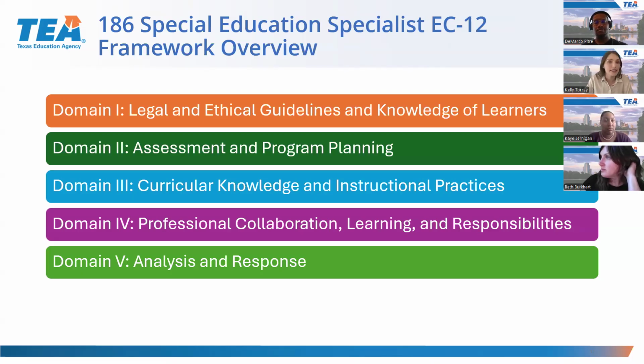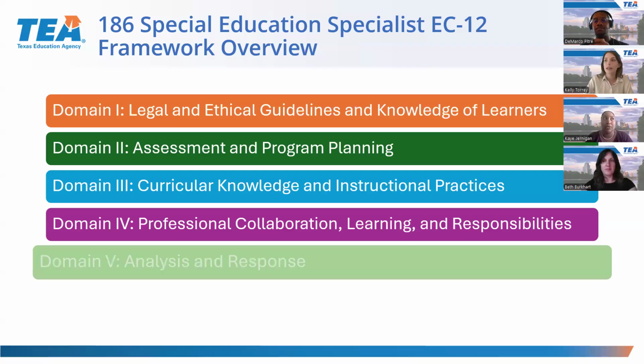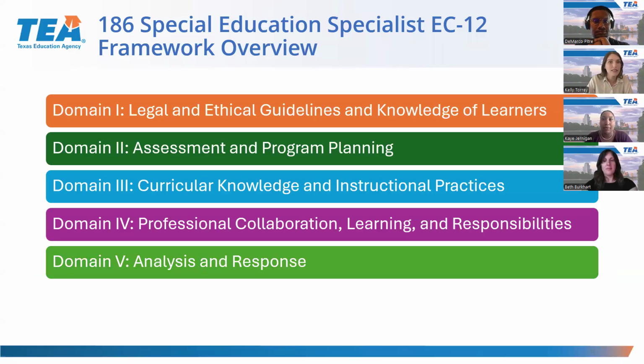The 186 exam, again, still reviewing the framework. These are the 5 domains that make up the new exam frameworks. We have domain 1, legal and ethical guidelines and knowledge of learners. Domain 2, assessment and program planning. Domain 3, curricular knowledge and instructional practices. And then that 4th domain is professional collaboration, learning and responsibilities. And then my animation went ahead of me, but that analysis and response, domain 5, this is where you see the CRI on the exam. So this is where candidates are actually demonstrating their knowledge and skills on the 186 exam.